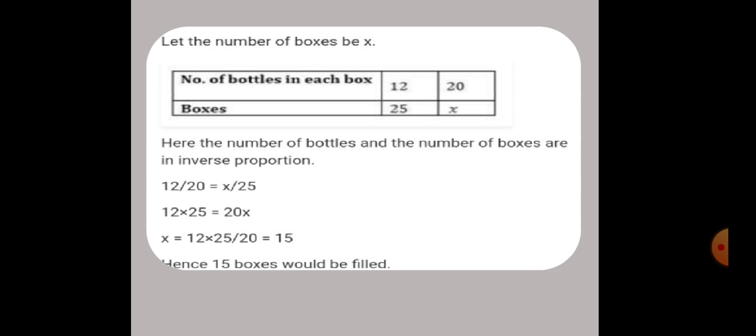So we have to find the number of boxes. Let us see. Here we will let the number of boxes be x. The number of bottles and the number of boxes are in inverse proportion. So x1 into y1 is equal to x2 into y2. So 12 into 25 is equal to 20 into x. Through that we will find the value of x, that is 15. Hence 15 boxes would be filled. Here we can take the number of bottles in each box as x and boxes as y.